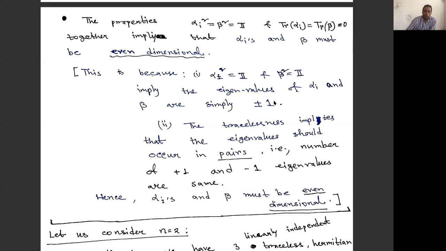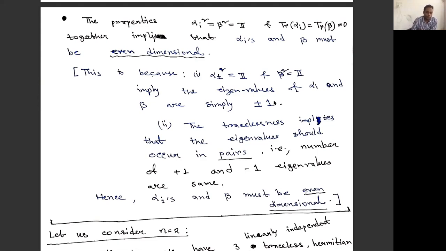Now on top of that, you have this tracelessness condition, that these matrices are traceless also. So if the eigenvalues are plus 1 and minus 1, and they are traceless, then how can you arrange these eigenvalues? It could be 1 plus 1. If you have 1 plus 1, you should also have 1 minus 1. So they should come in pairs, right? If you are in odd dimension, you cannot do that.